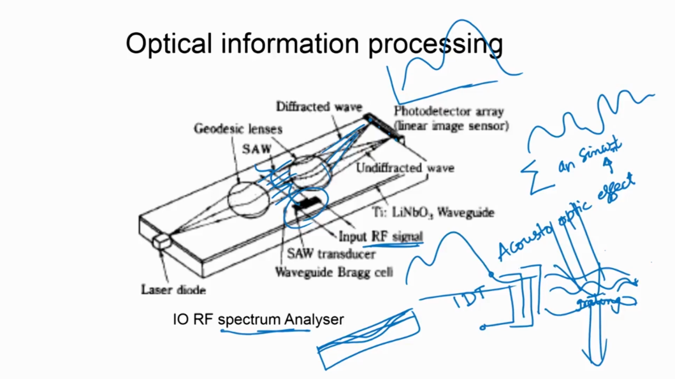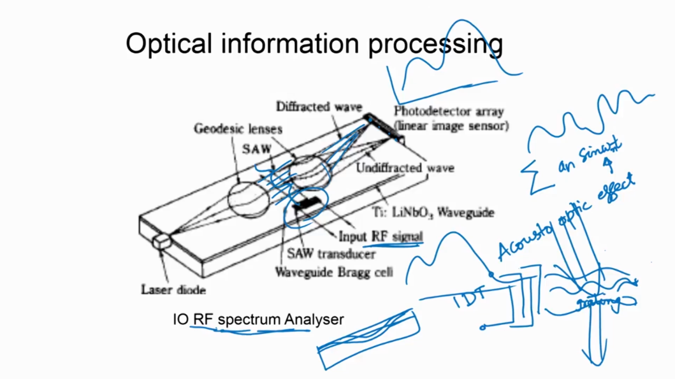So, the crux of the problem is the acousto-optic effect, where you create a grating, a periodic variation of the refractive index, and deflect the light into appropriate output ports. This is the basic idea of the acousto-optic effect based RF spectrum analyzer.